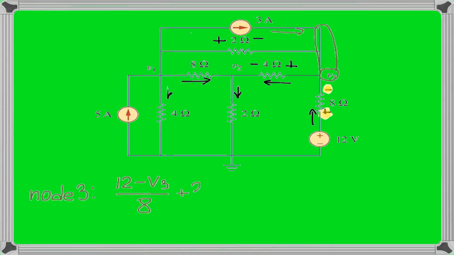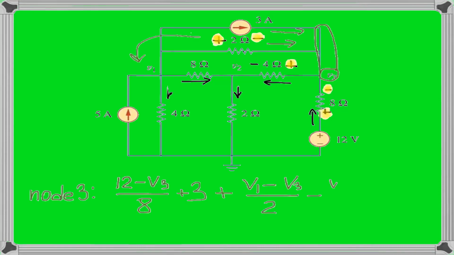Then the 3 amp source, again, it is coming in, so it is positive. You put plus 3. The next resistor is 2 ohms on the top, followed by the same idea. It is incoming current, so it is plus, and what it's going to be, voltage at plus is V1 minus voltage at minus V3 over 2.